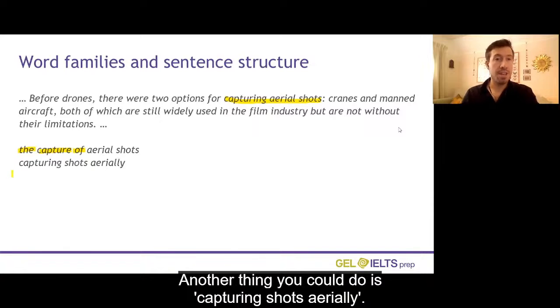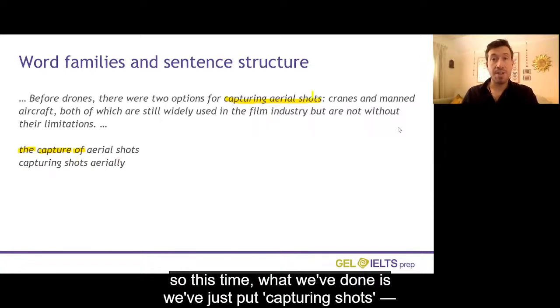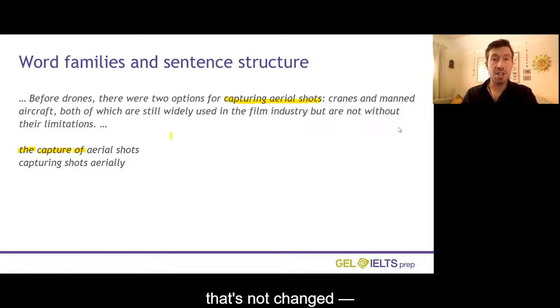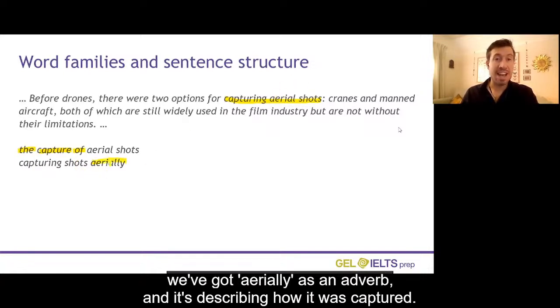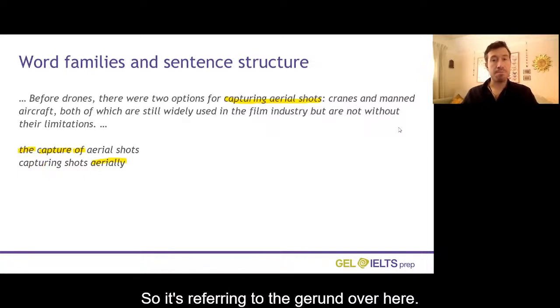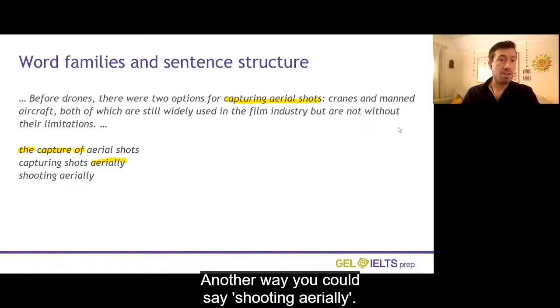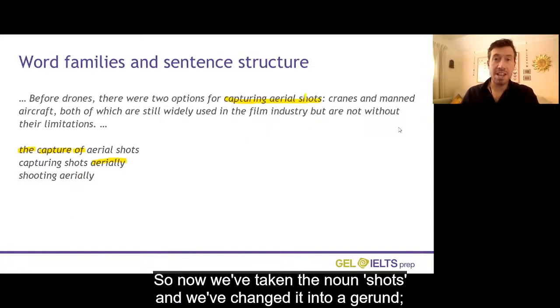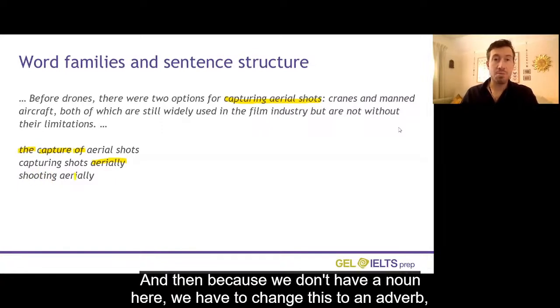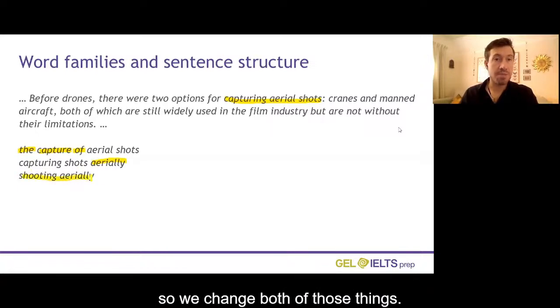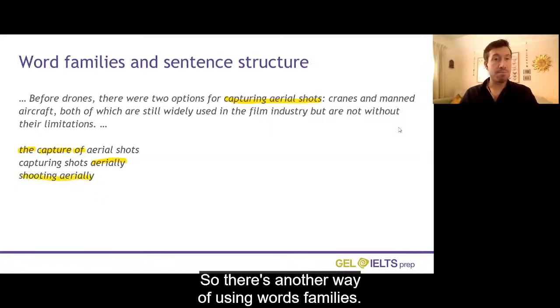Another thing you could do is capturing shots aerially. So this time, we've just put capturing shots, that's not changed, but instead of having aerial as an adjective describing shots, we've got aerially as an adverb, and it's describing how it was captured. So it's referring to the gerund over here. Another way, you could say shooting aerially. So now we've taken the noun shots and we've changed it into a gerund. We've said shooting. So we're using the verb, but then we're changing it into a gerund. And then because we don't have a noun here, we have to change this to an adverb. So we change both of those things. So there's another way of using word families.